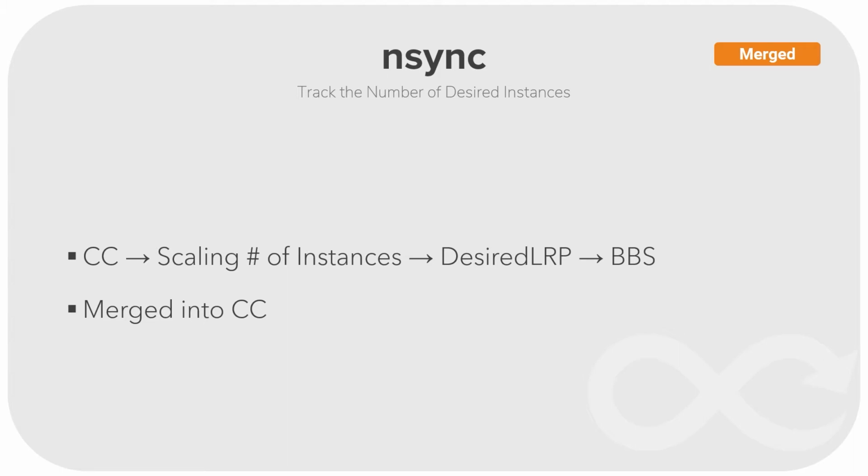The component writes the so-called desired LRP into the BBS component, where LRP is short for long-running processes, or simply the number of running instances of an application. If the Cloud Controller is instructed to scale an application horizontally, the nsync component is informed of this change and writes the new desired LRP into the BBS. Nsync, however, is no longer an independent component. It is included in the Cloud Controller.